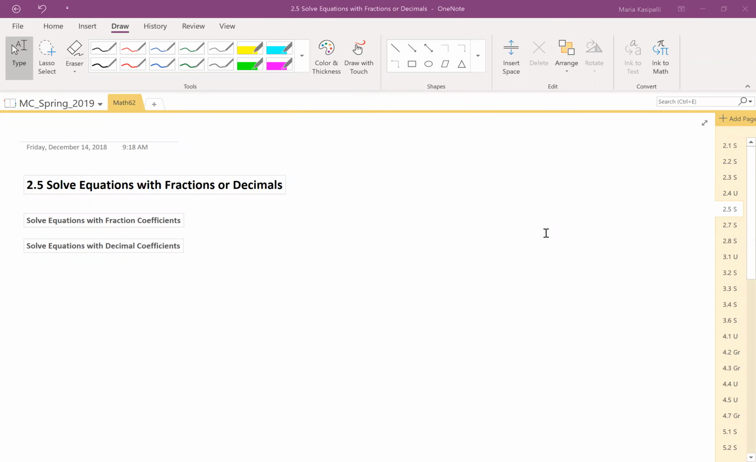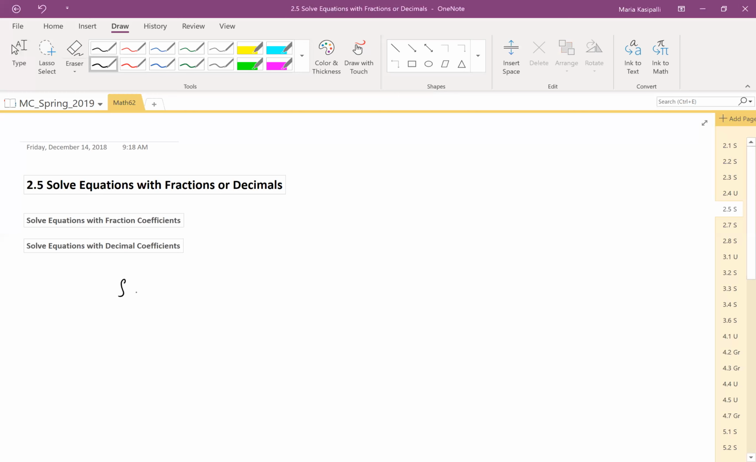Welcome to 2.5, Solve Equations with Fractions or Decimals. I know this may not sound like your favorite section, but I'm going to try my best to win you into understanding fractions and decimals and actually ending up liking them. So we have two objectives here. We have solve equations with fraction coefficients and with decimal coefficients. Let's take them one by one.